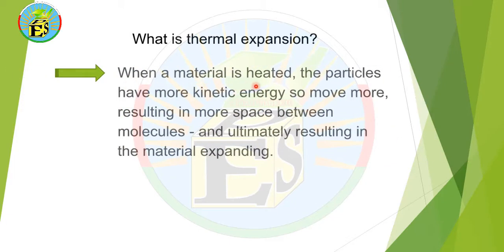When a material is heated, the particles have more kinetic energy, so they move more, resulting in more space between molecules and ultimately resulting in the material expanding. So, if we want to explain how thermal expansion happens when we give heat to any matter, the particles of this matter start moving faster and make a slight expansion. It is called thermal expansion.